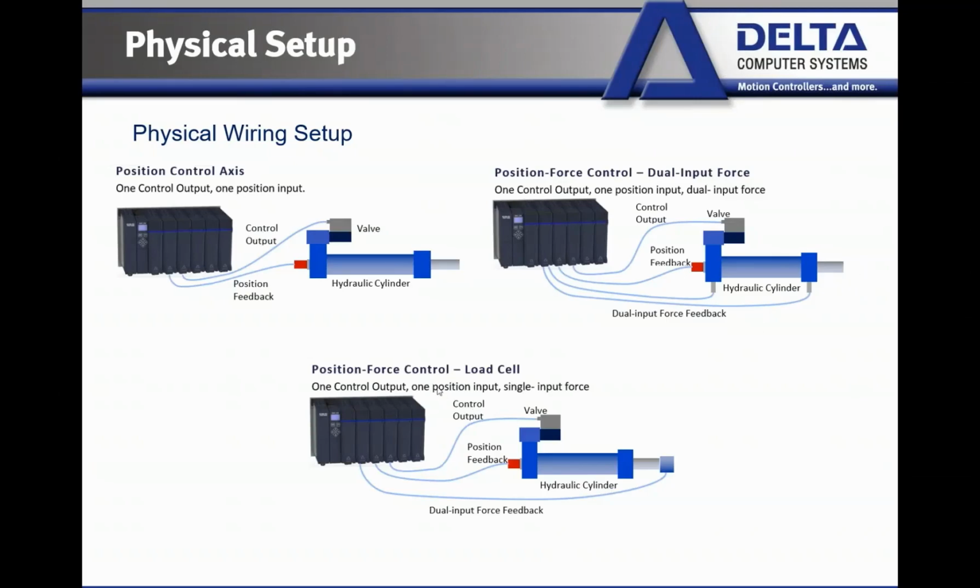The second way that we can control force is with a load cell. Here's a good example of it. We've got the load cell mounted on the end of the cylinder here, and you've got force feedback coming into your controller there.